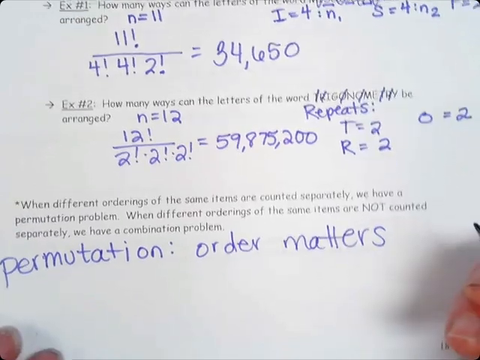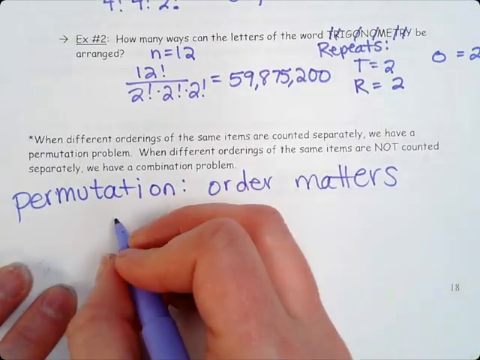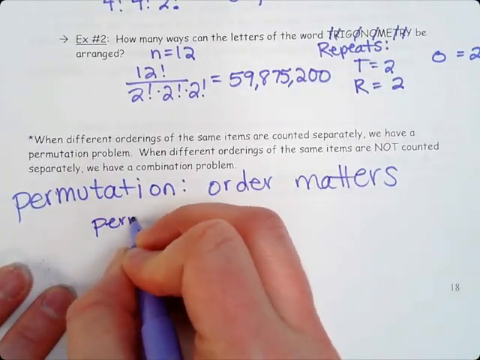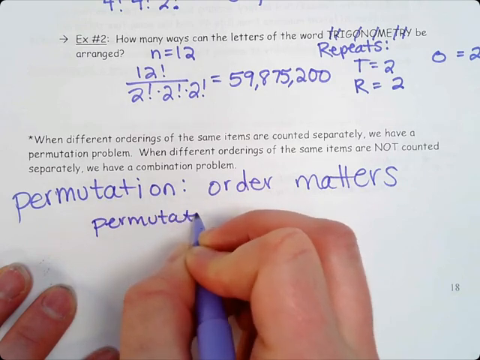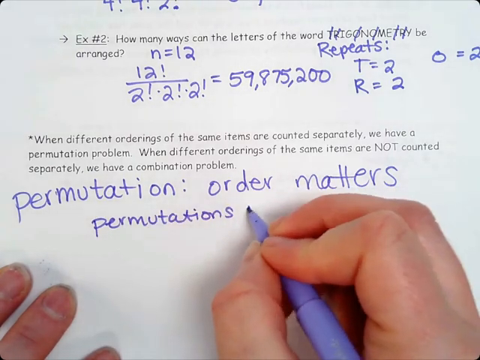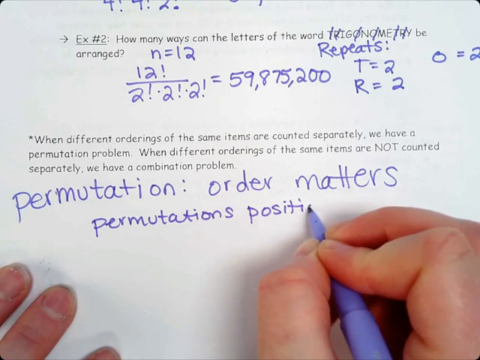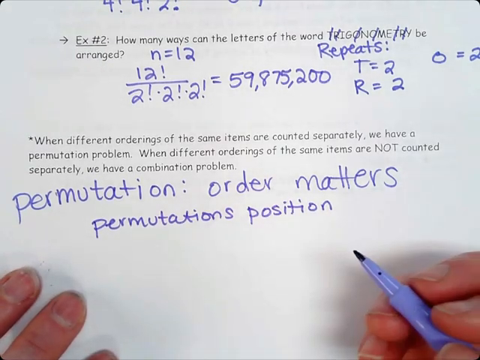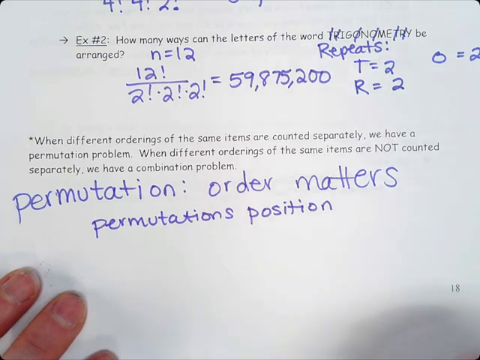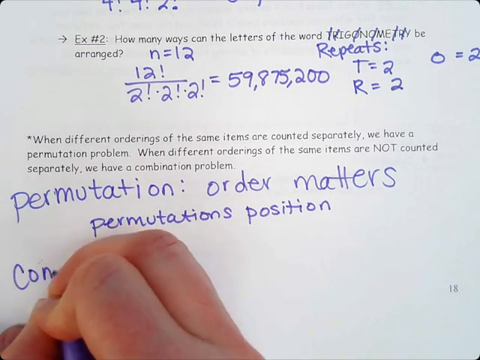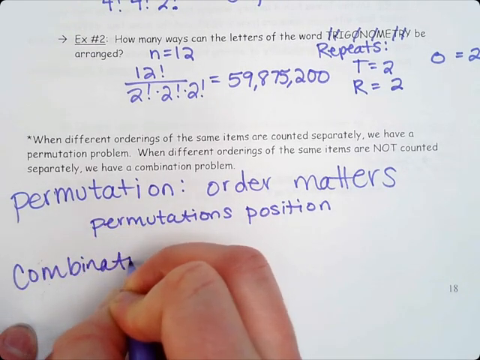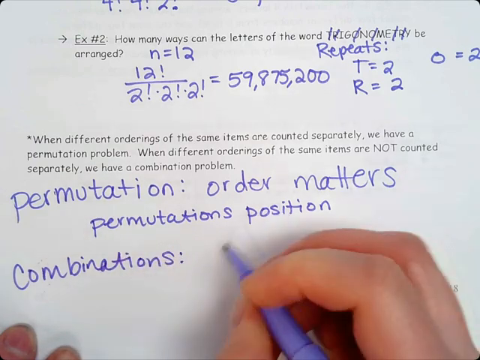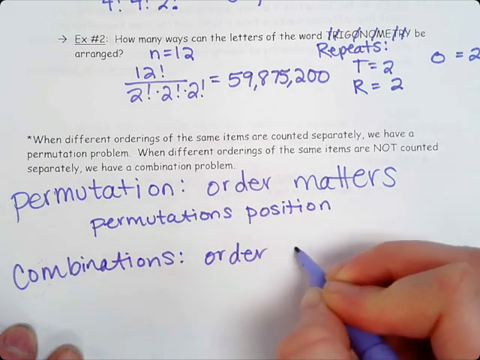And the way the book helps us remember, they wrote permutations, positions. Permutations, position. So that's kind of like your rankings. First position, second position, third position. But combinations are not like that. That's order does not matter.